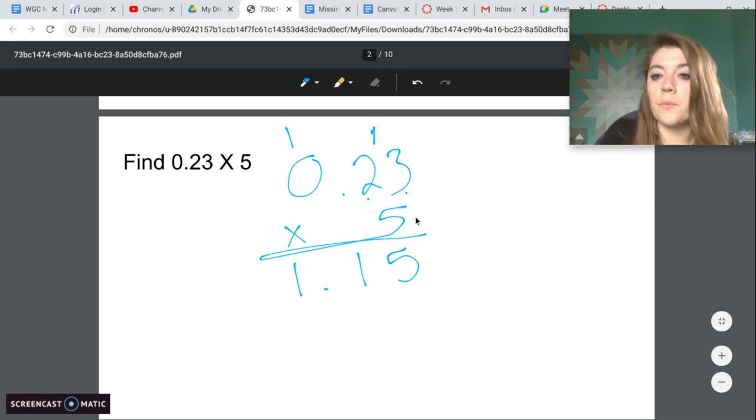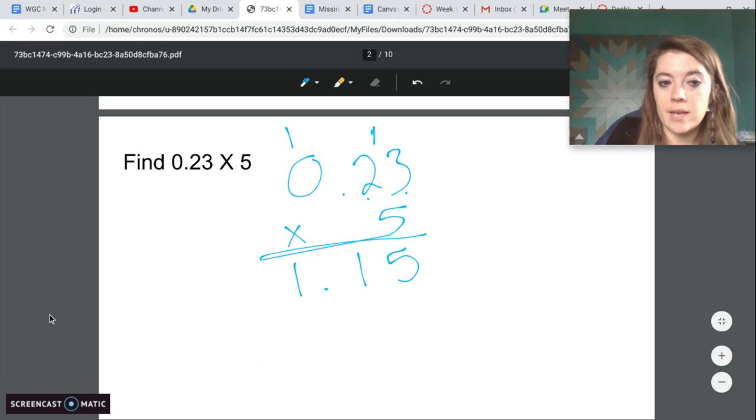Now, when we were adding and subtracting, we had to line up our whole numbers. So the 5 and the 0 would have been lined up. We don't do that with multiplication. Multiplication, you set it up just like this. You can basically ignore the decimal until the very end, okay?